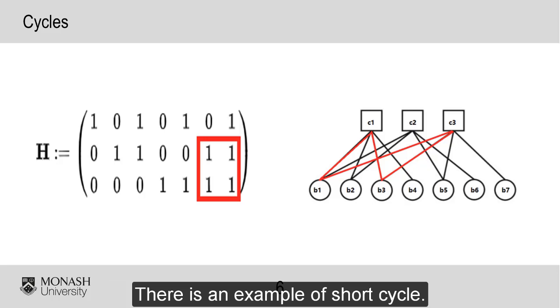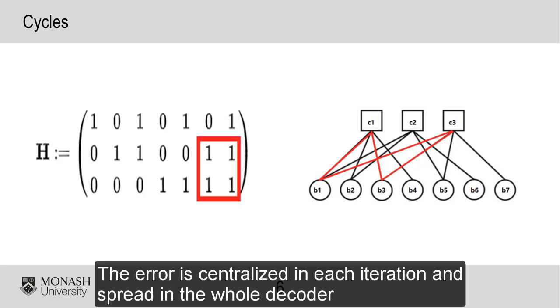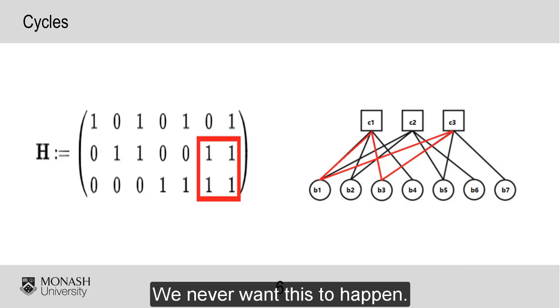There is an example of short cycle. The shortest cycle is a 4 cycle. The error is centralized in each iteration and not spread in the whole decoder. We never want this to happen.